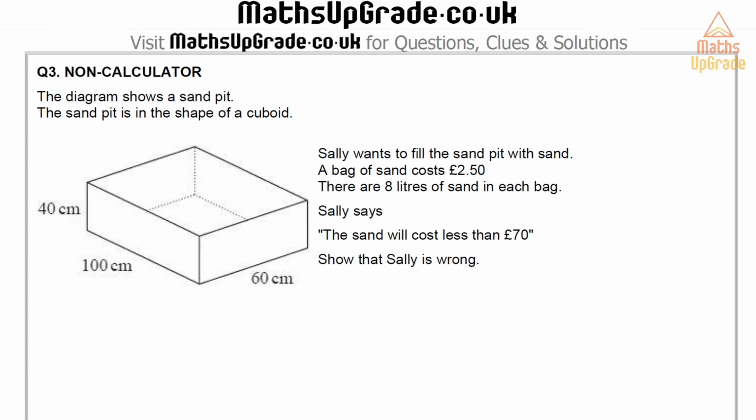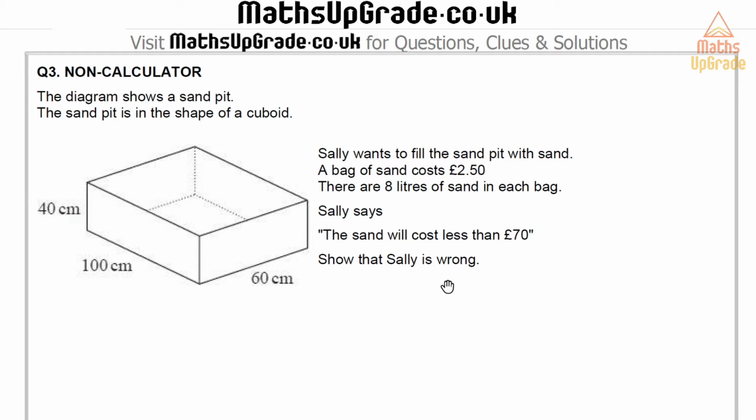Question 3. This diagram gives me a sand pit. The sand pit is in the shape of a cuboid, and the dimensions on the diagram are given in centimetres. Sally wants to fill the sand pit with sand. A bag of sand costs £2.50, and there are 8 litres of sand in each bag. Sally says the sand will cost less than £70, and we're told that she's definitely wrong, but we have to show it mathematically. So in this question, I'm going to do 4 steps.